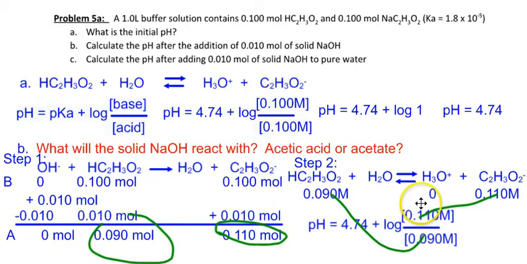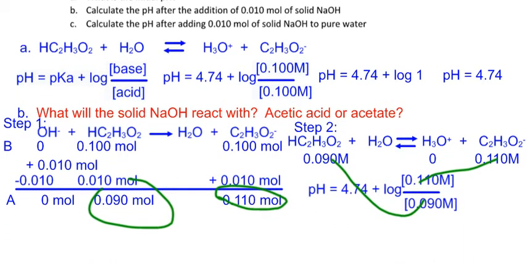Now look at this ratio. It is greater than 1, isn't it? All right, so I would get log of 1.22, which is a positive number, and that should give me my pH. Okay, notice my pH went up. Why? Because I added a base.